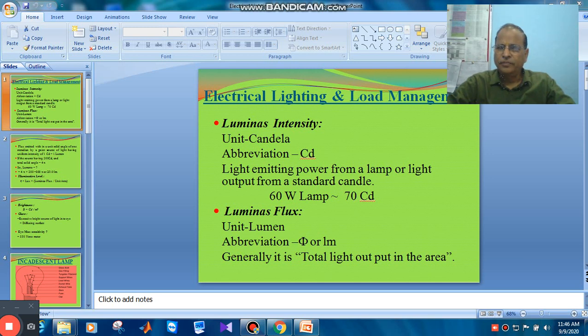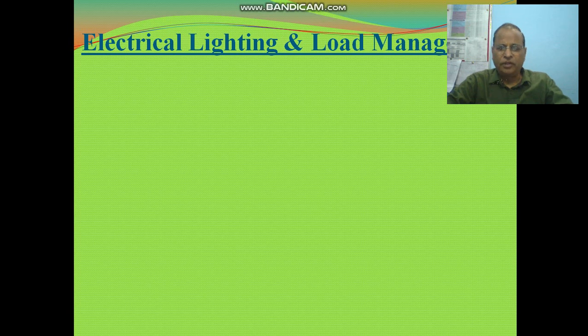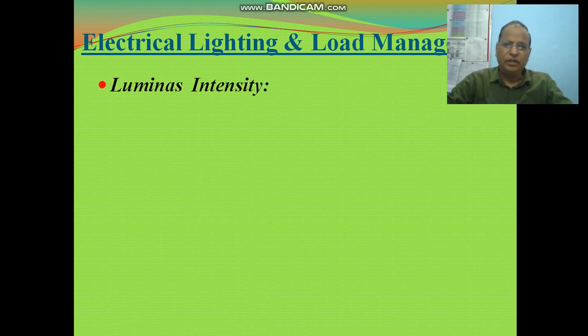Hello students, today we are going to discuss unit 5 of the section Electrical Lighting and Load Management. In this unit we will discuss in detail the lights and their definitions. First, the luminous intensity.